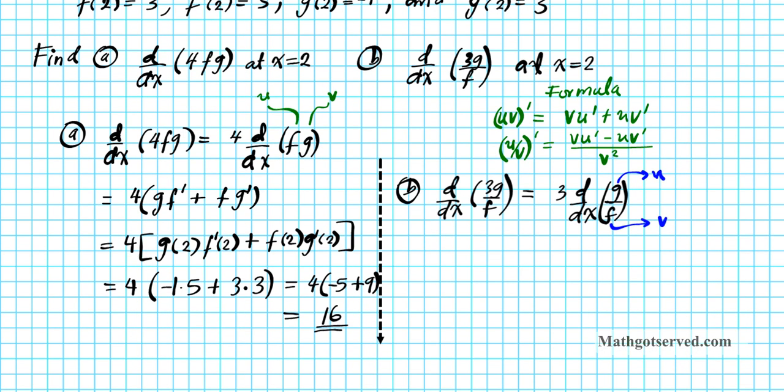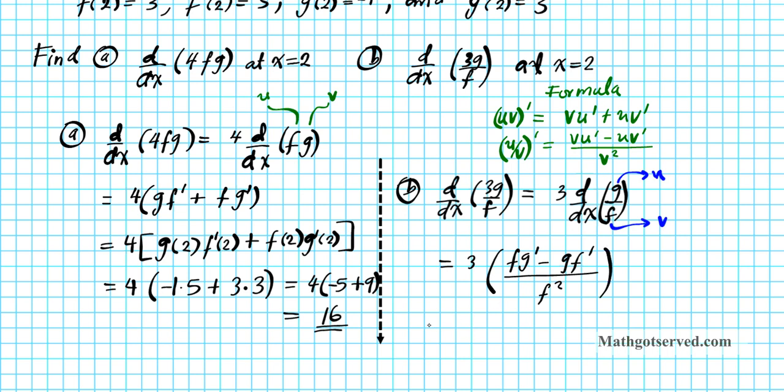Okay, so if we apply the quotient rule to this situation, the derivative is going to be 3 times vu prime, which is f g prime, minus uv prime, which is g f prime, over f squared.